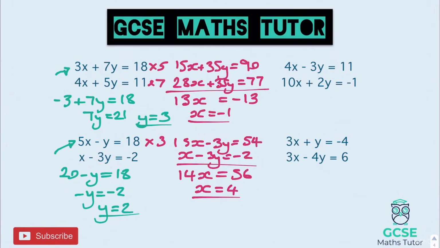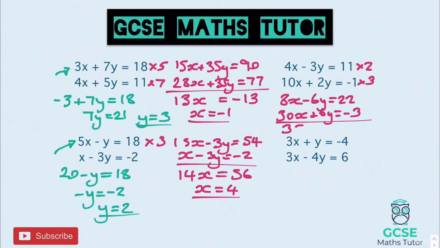On to this third one, top right, we've got different signs, so we're going to add these. And we're going to make that coefficient of y 6. So let's times this by 2 and times this by 3. So times in the top one by 2, we get 8x minus 6y equals 22. And for the bottom one, we get 30x plus 6y equals negative 3. Now adding them together, we get 38x equals, what's that, 22, take away 3 is 19.